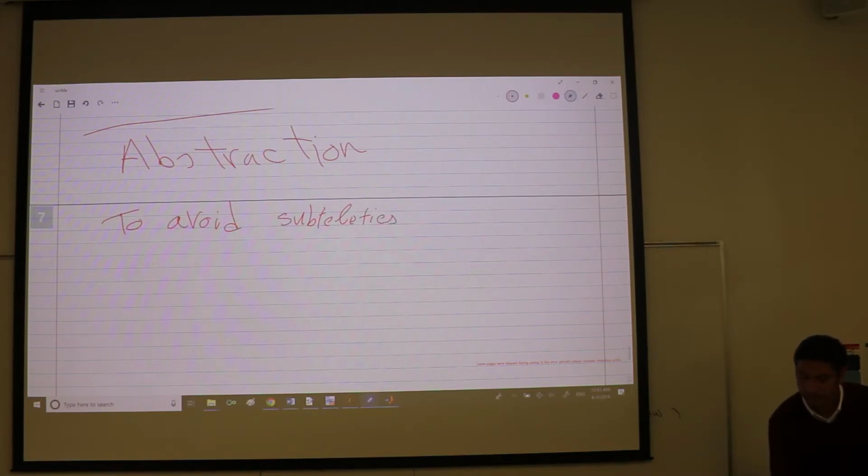Maybe I don't know if it's right or wrong, to avoid subtleties and weird examples. What do you mean by weird examples? Well, mathematicians are super good at coming up with weird examples.